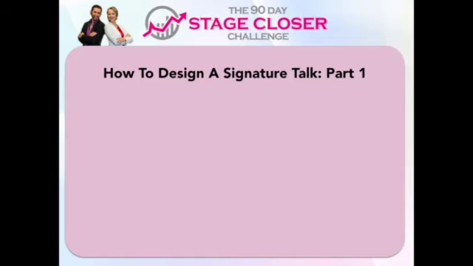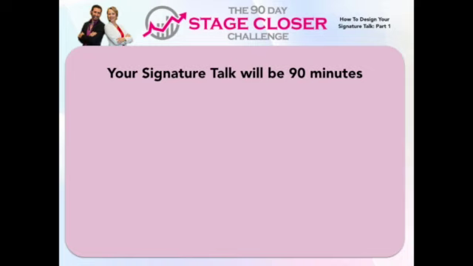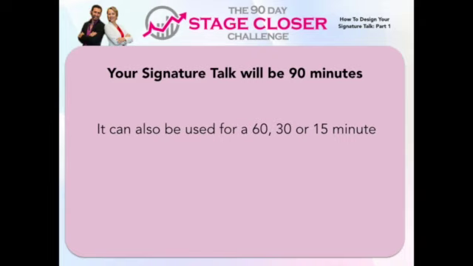Now, you're going to be designing essentially what we call a 90-minute presentation. And then you're going to be able to use this 90-minute design presentation for any kind of shorter speaking engagements that you have. So you might have an opportunity somewhere to speak for like 60 minutes or maybe 30 minutes, or occasionally you might get a really short spot for like 15 minutes or 5 or something like that. Either way, you'll be able to amalgamate your 90-minute signature speech into really any length that you want.